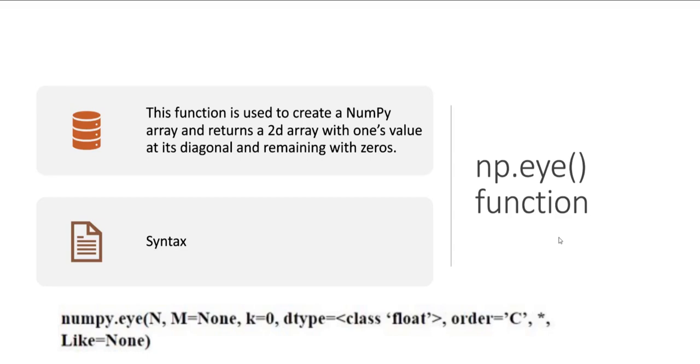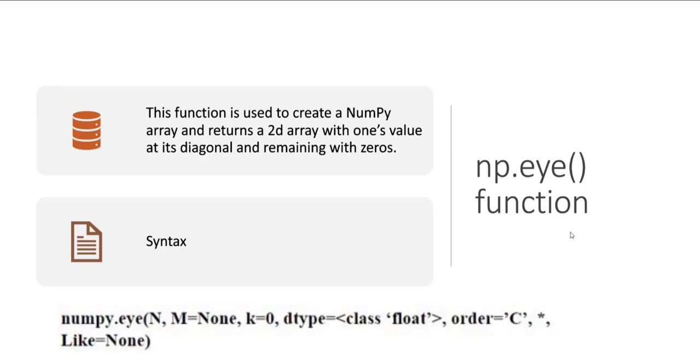It specifies the number of rows in the output, and the next parameter is capital M. This parameter indicates the number of columns and by default the value is None. The next parameter is k. It specifies the index of the upper and lower diagonal. The next parameter is dtype. By default it takes a float value and it specifies the data type of the array. The next parameter is order. This parameter specifies the memory layout of the array.